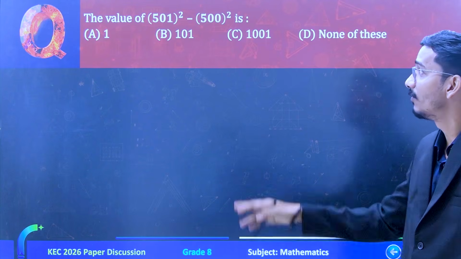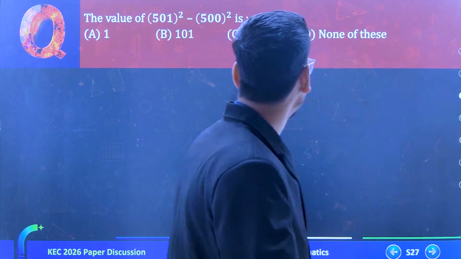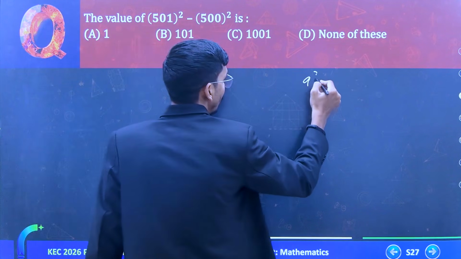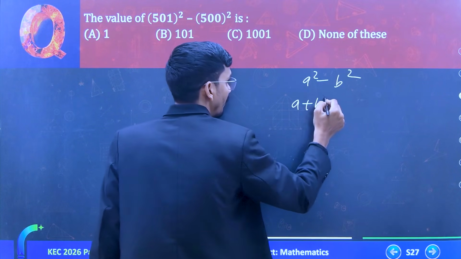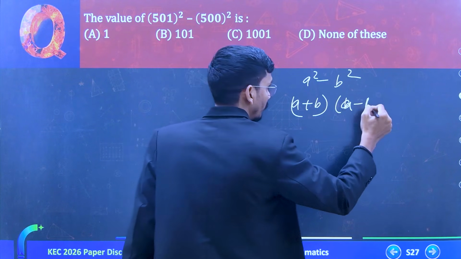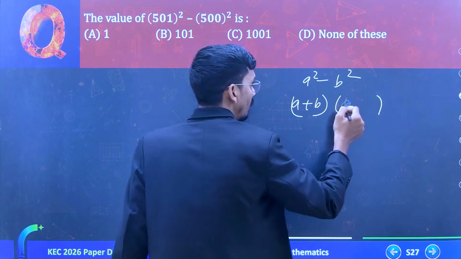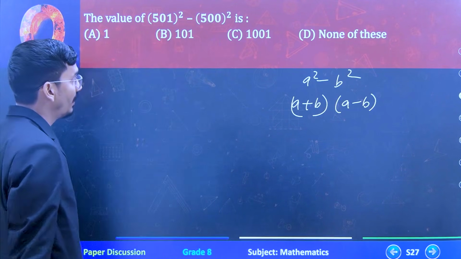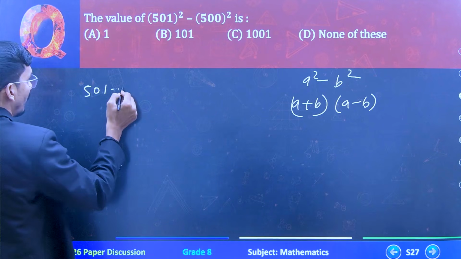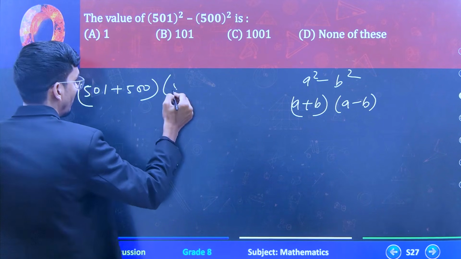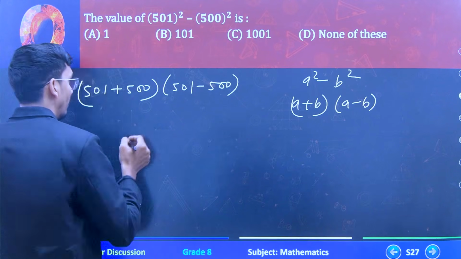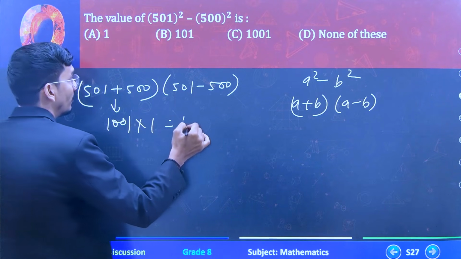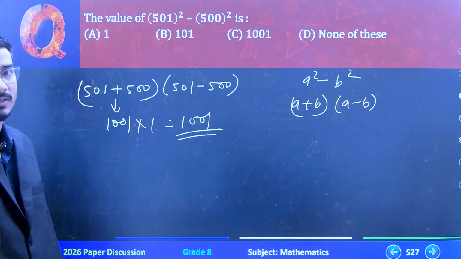Next, now this was the last question of the maths. 501 square minus 500 square. So we can apply the concept a square minus b square, that is (a plus b) into (a minus b). So a is 501 and b is 500. So (501 plus 500) into (501 minus 500). This will become what, beta? 1001, and this is nothing but 1. So when you simplify, it's 1001.